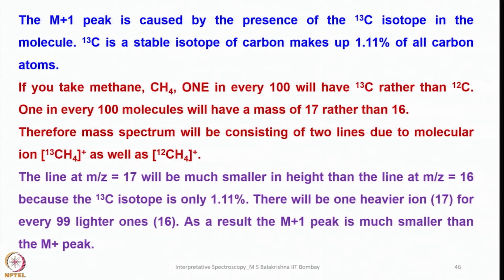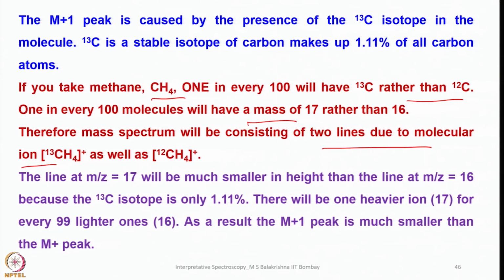Or if we have 100 atoms, out of 100 atoms we have 99 atoms of 12C and one atom of 13C. If you take methane, CH4, 1 in every 100 will have 13C rather than 12C. So 1 in every 100 molecules will have a mass of 17 rather than 16. Therefore the mass spectrum will consist of two lines due to the molecular ions 13CH4+ as well as 12CH4+.